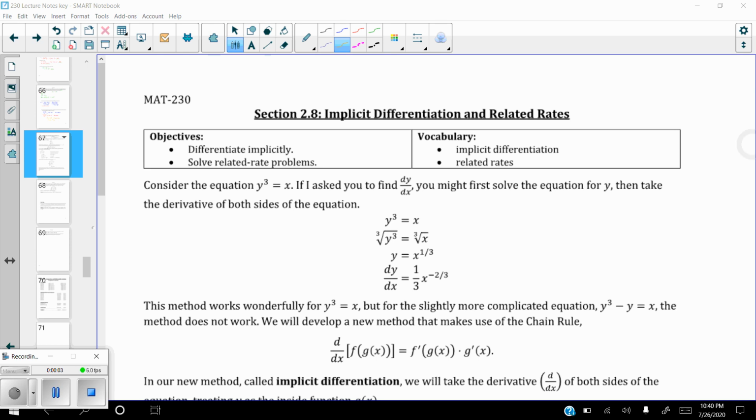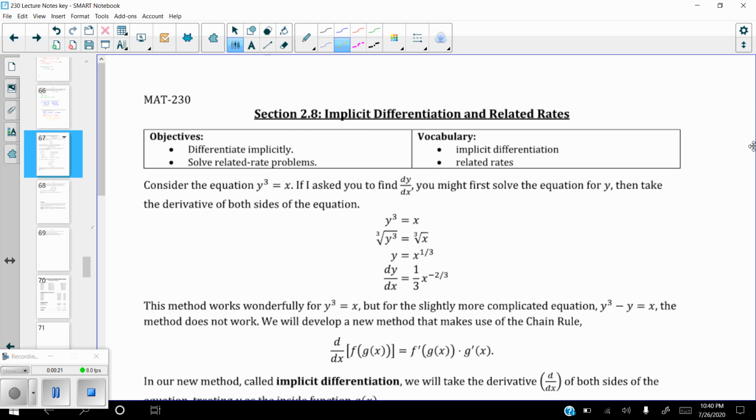All right, section 2.8. This is the last section that we will cover in chapter 2. Notice that we skipped section 2.7. We don't do that when it's got to do with elasticity. It's just not something that we're going to cover in this class. 2.8 is called implicit differentiation and related rates.